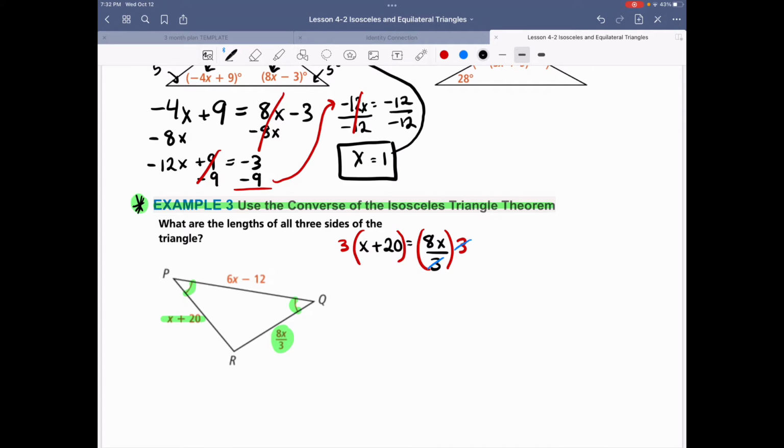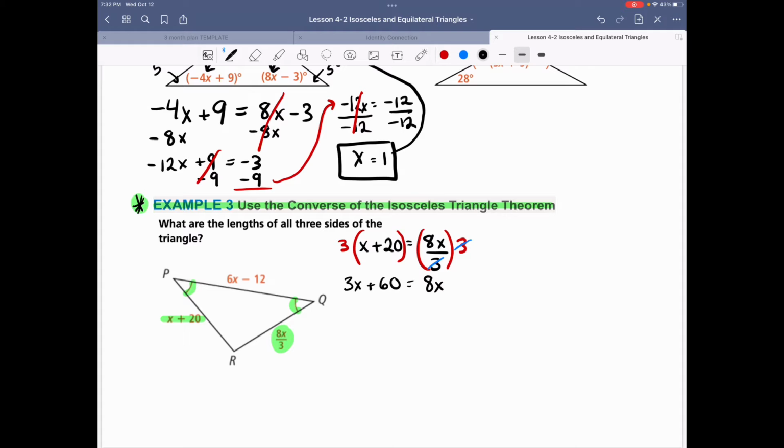And on this side, we will distribute. So 3 times x is 3x. And what's 3 times 20? Good, 60. And those 3's canceled, so we're just left with 8x. It is a much simpler equation to work with now.